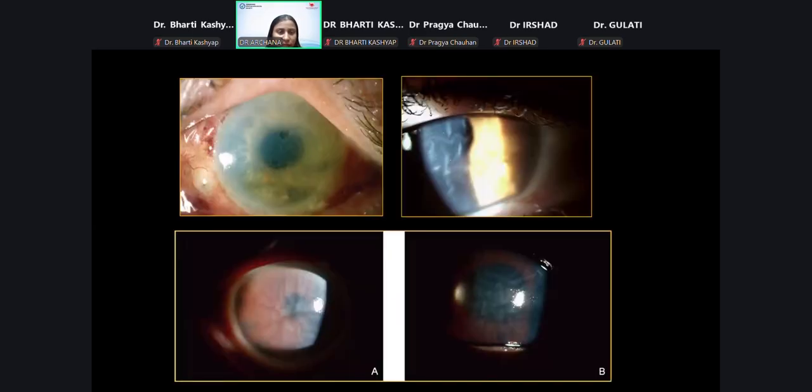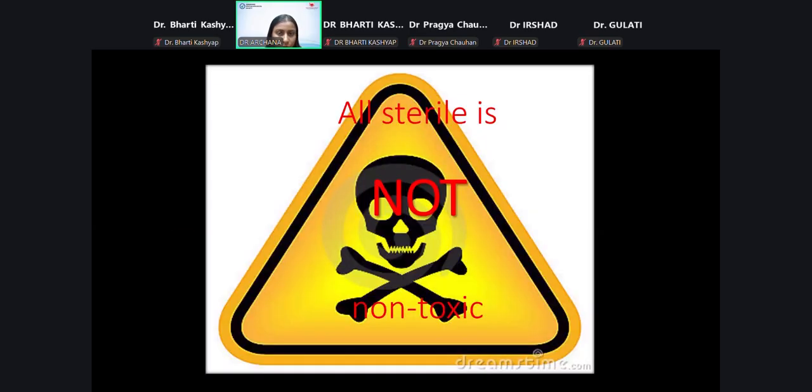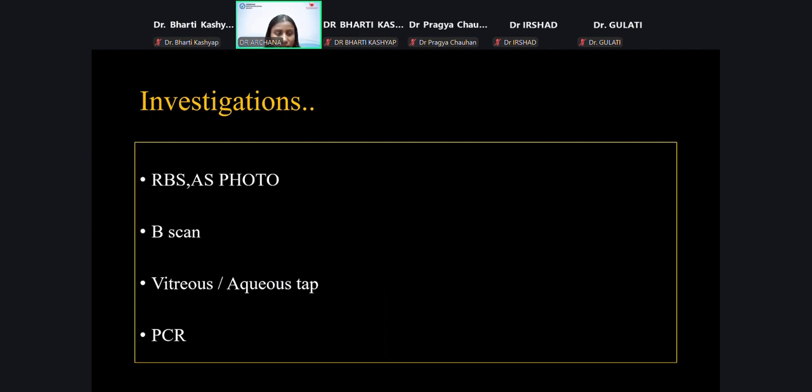Okay, so these are cases of TASS. Mostly we'll see that there is edema of the cornea and anterior segment reaction only. But all sterile is not toxic. This has to be kept in mind, especially when we see more cases of TASS, toxic posterior segment syndrome, appearing. So these are a few cases which came out to be TASS later on, but they appeared just like infective endophthalmitis.